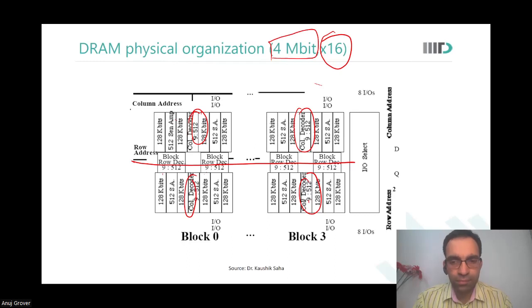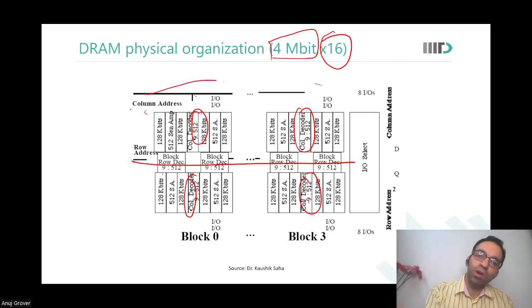Sir, if there is a 4 Mbit cross 4, then we will just take a 1024 cross 1024 memory array and 10 bits each to decode. So if it is 10 cross 4, then I would probably have just one block over here.